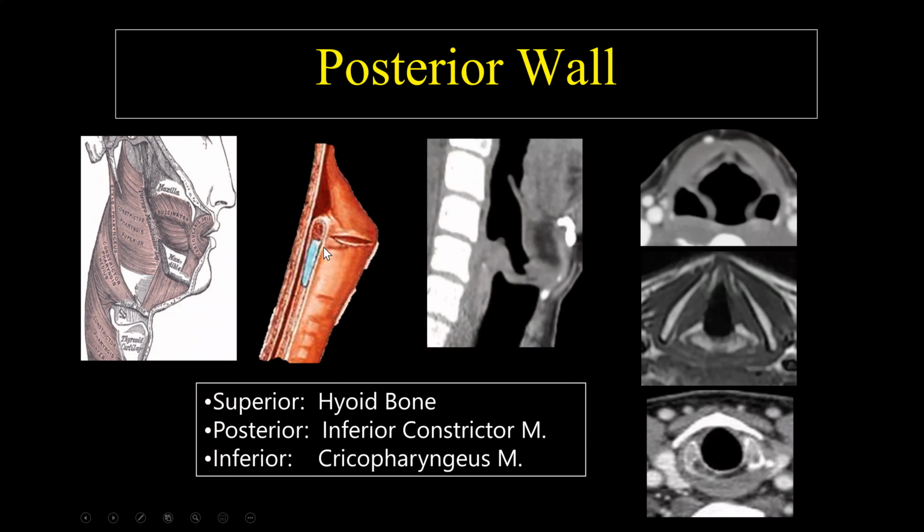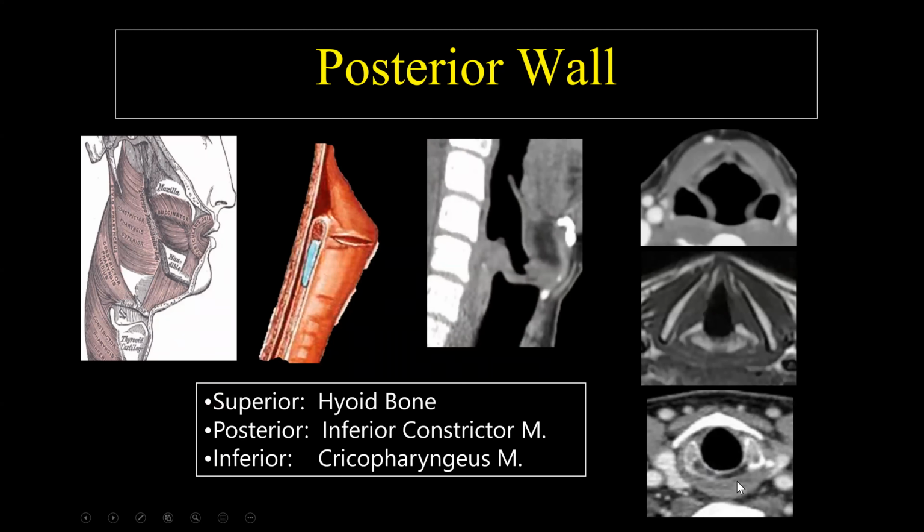The posterior wall of the hypopharynx is formed by the inferior constrictor muscle. So on the left here is a schematic illustration, the diagram of the inferior constrictor muscle forming the posterior pharyngeal wall. This is our three-dimensional reconstruction, and on the axial images, here's our posterior pharyngeal wall. Now, more inferior to it, we can see the tip of the arrow forming the posterior pharyngeal wall.